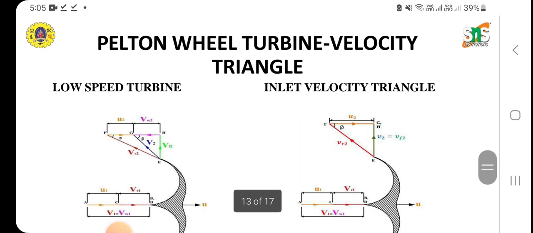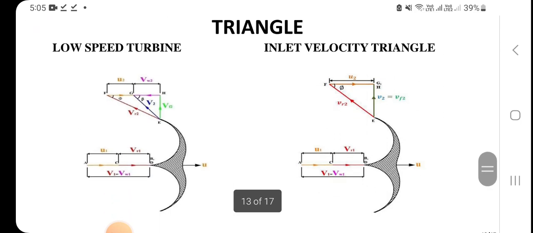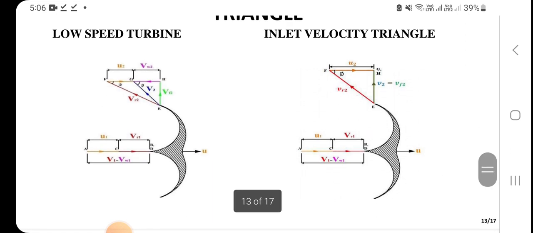Pelton wheel turbine velocity triangles. It is actually the opposite of the pump. In the pump, at the outlet we will have V2, U2, VR2, VW2. Here the inlet will be at high pressure. So U1, VR1, and V1 is equal to VW1.